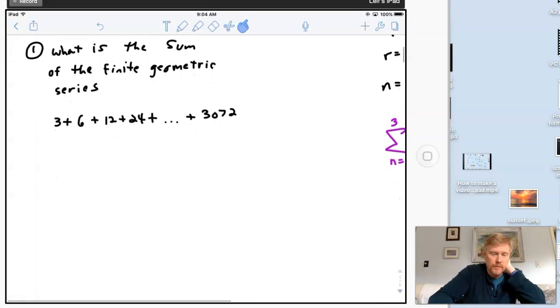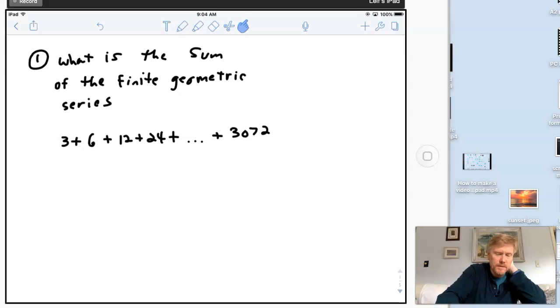So let's start out with a basic kind of problem. What is the sum of the finite geometric series? Finite, once again, means it has a beginning and an end, okay? Infinite means it goes on forever, okay? So for this one, I would really like to know how many numbers are in that sequence, okay? So I'd like to know my explicit formula, in other words. So I'm going to use that A of n formula to find it.